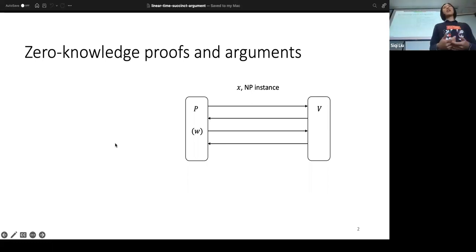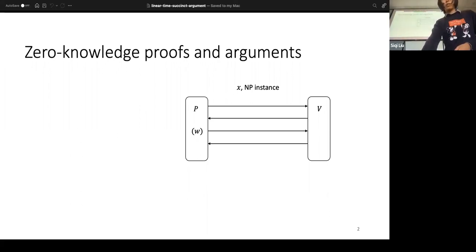Basically, a zero-knowledge proof or argument is a protocol that receives as common input X, an alleged NP statement, and there are two parties involved in this protocol. There's the prover P and the verifier V, and the prover also secretly has a witness to the NP statement X. The goal of the protocol is for the verifier to output at the end whether it accepts X as a valid NP statement or not.